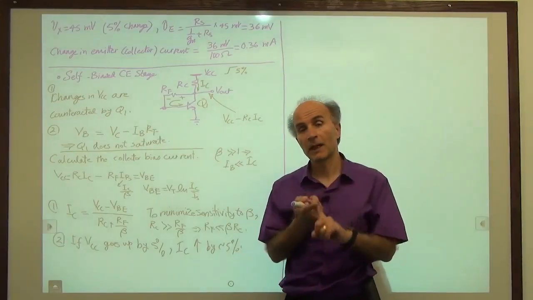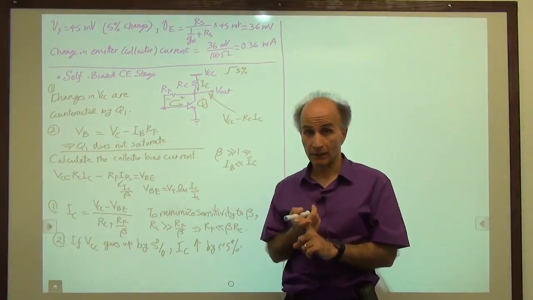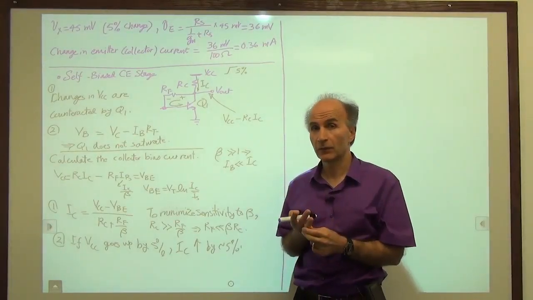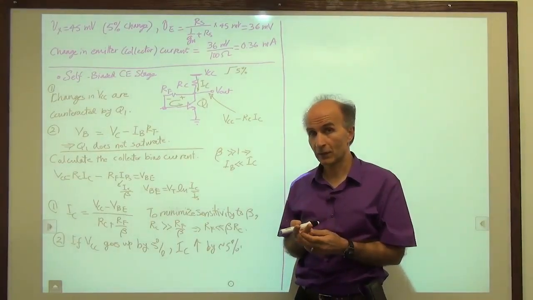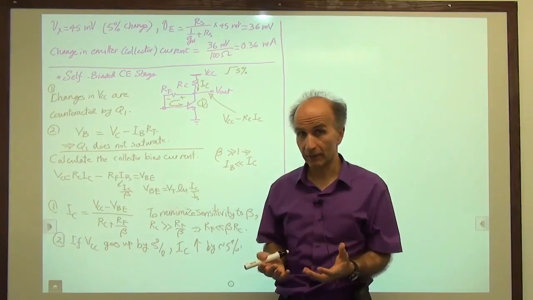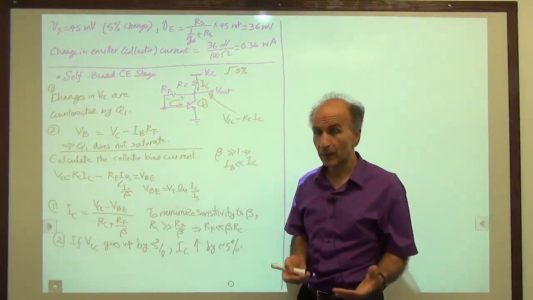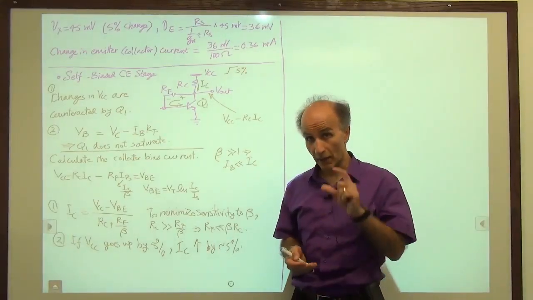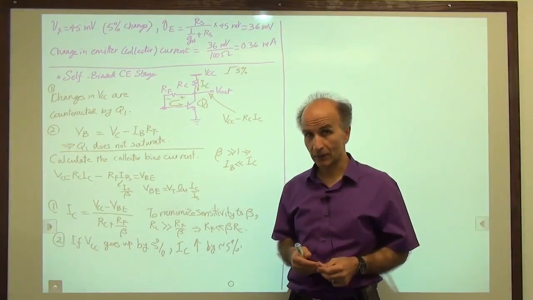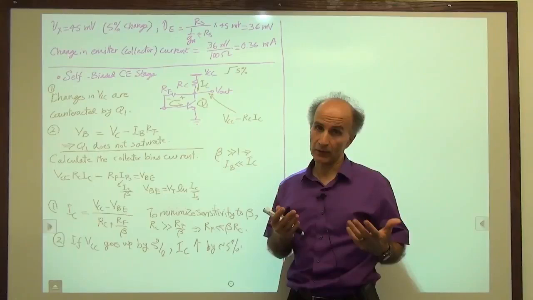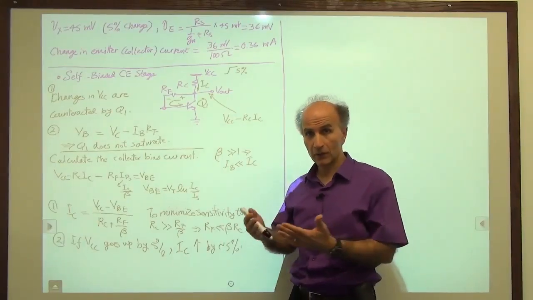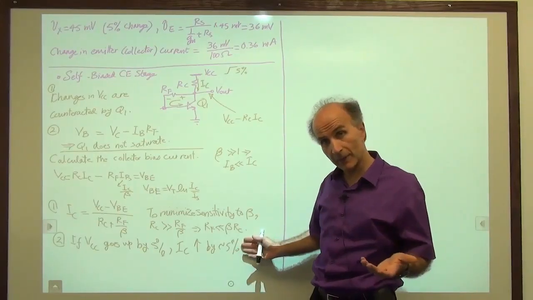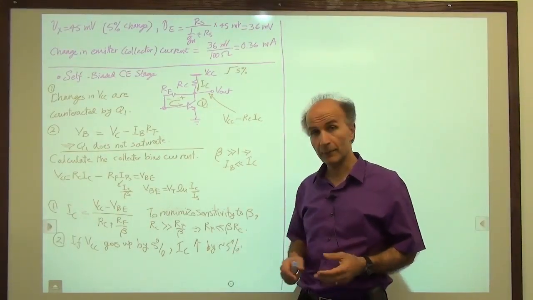In the first common emitter stage, with resistive divider to connect the base, we saw that when the base voltage goes up by 5%, the current goes up by a factor of 465%. In the second case, with emitter degeneration and the 100 millivolt drop across the emitter resistor, we saw that when the supply goes up by 5%, the current goes up by 36%. Now here, when the supply goes up by 5%, the current goes up by 5%.